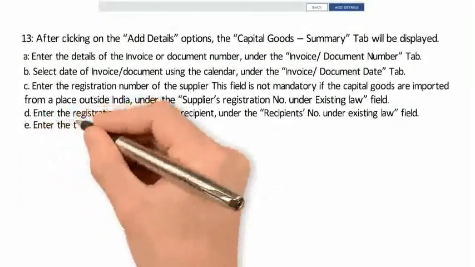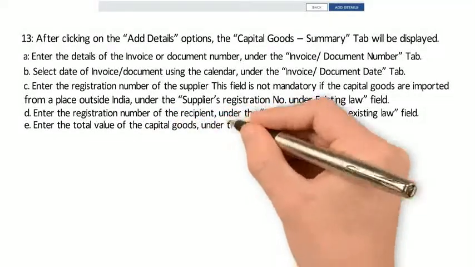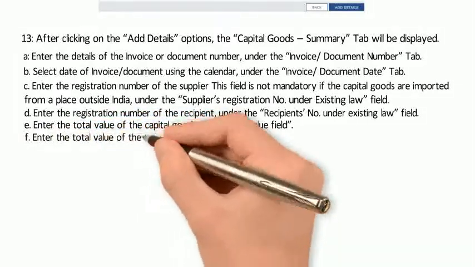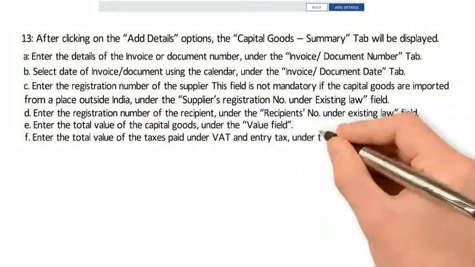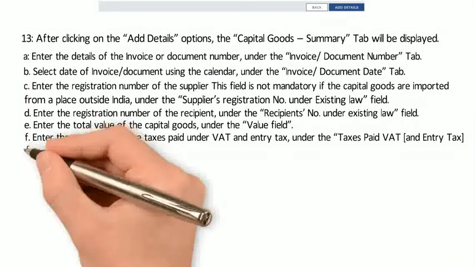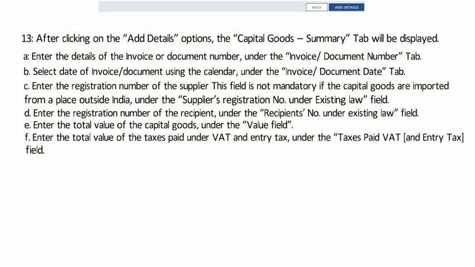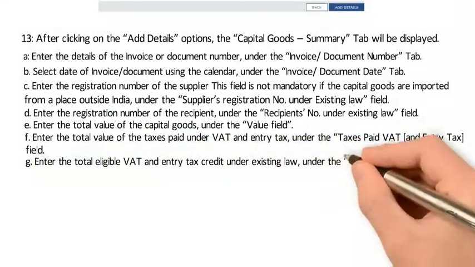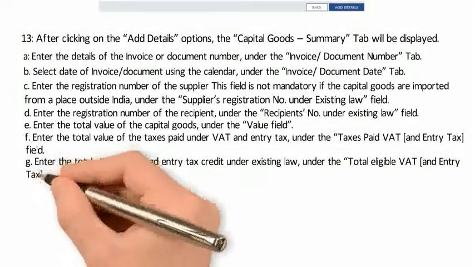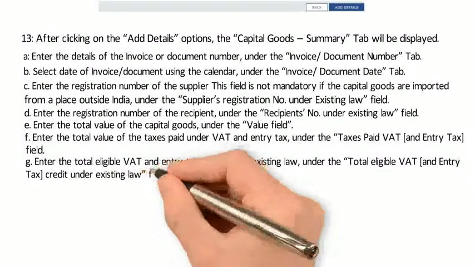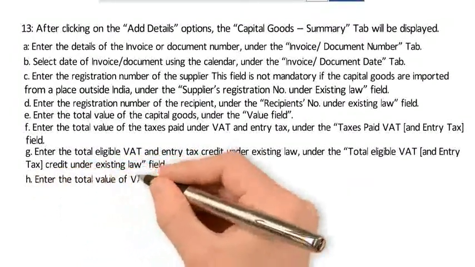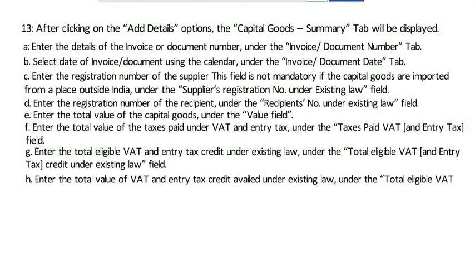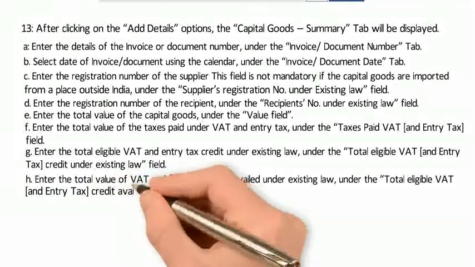E. Enter the total value of the capital goods, under the value field. F. Enter the total value of the taxes paid under VAT and entry tax, under the taxes paid VAT and entry tax field. G. Enter the total eligible VAT and entry tax credit under existing law, under the total eligible VAT and entry tax credit under existing law field. H. Enter the total value of VAT and entry tax credit availed under existing law, under the total eligible VAT and entry tax credit availed under existing law field.